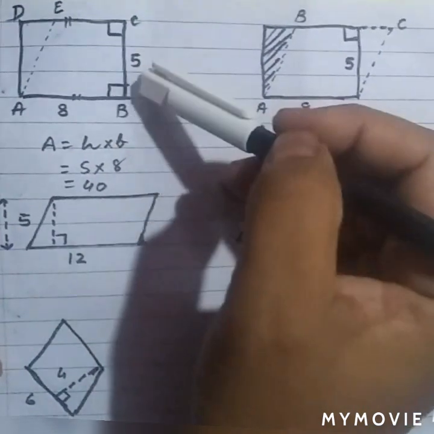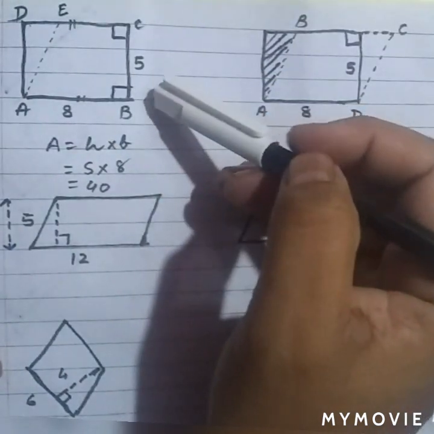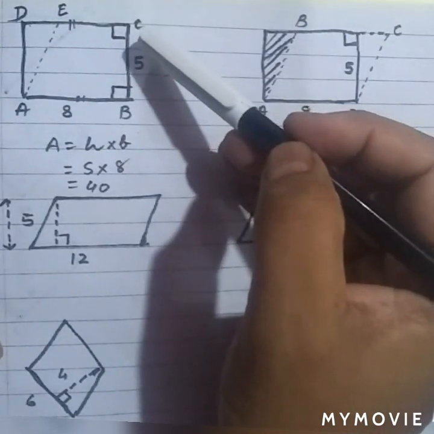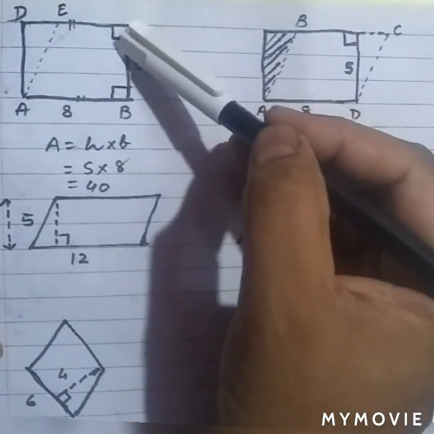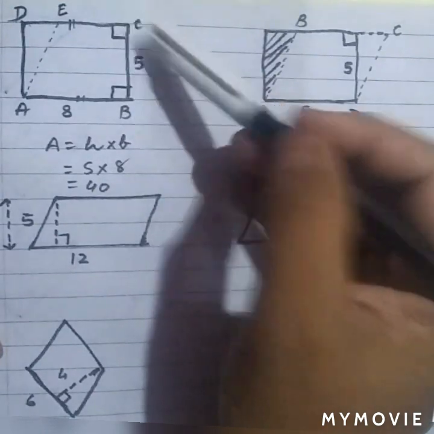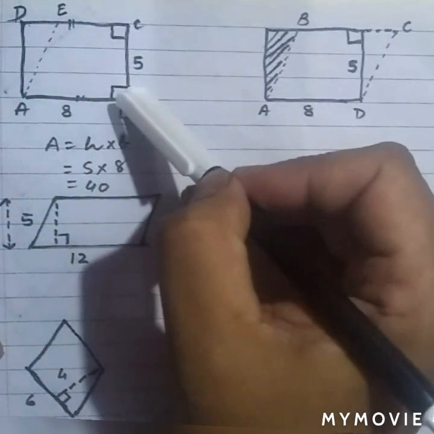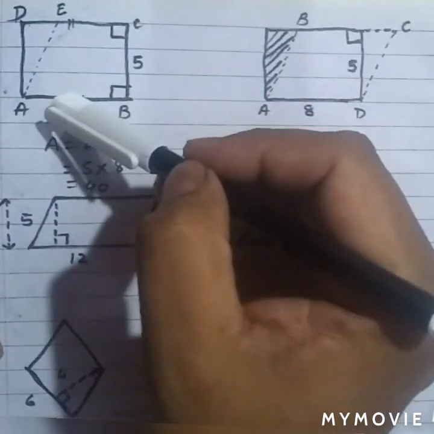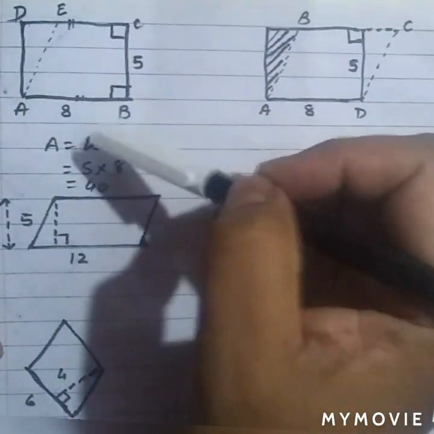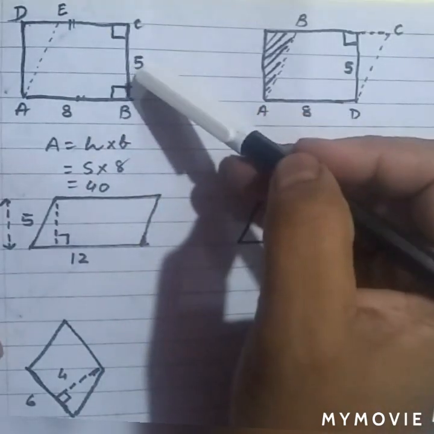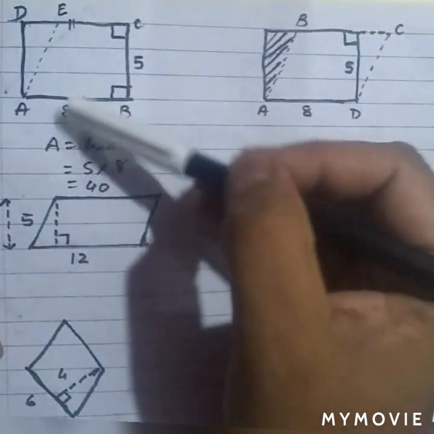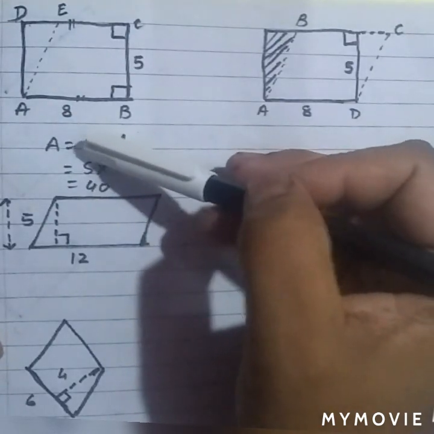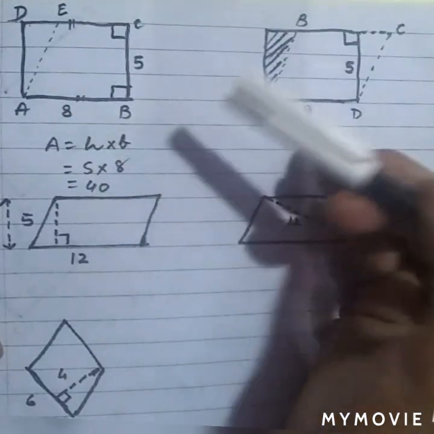Since we know that when we are taking areas, we take the height as the perpendicular height of the given shape. So the perpendicular height of this rectangle will be BC and its base will be taken as AB. And we know that the area of a rectangle is length multiplied by breadth. In this case, as we have replaced length and breadth by height and base, the area of this rectangle will be height into base.